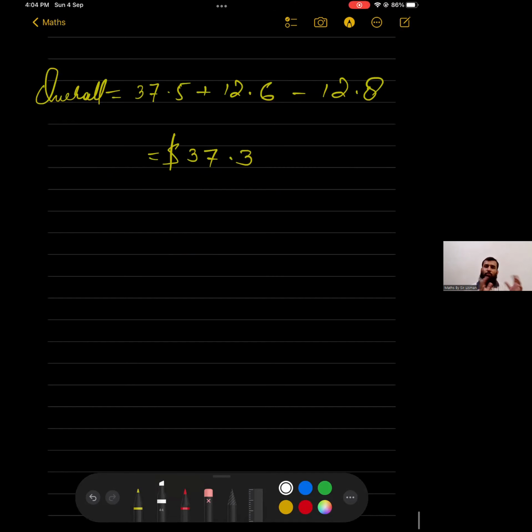फिर आपने सारे profits और losses को accumulate करना है, gather करना है, and you will have your final answer, which is 37.3. So this is it.